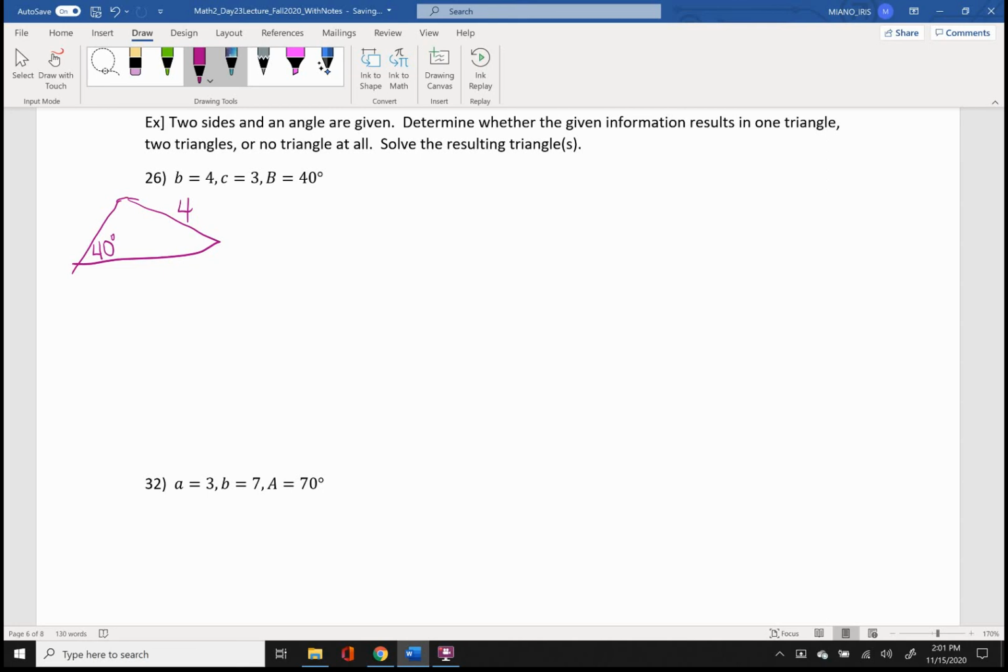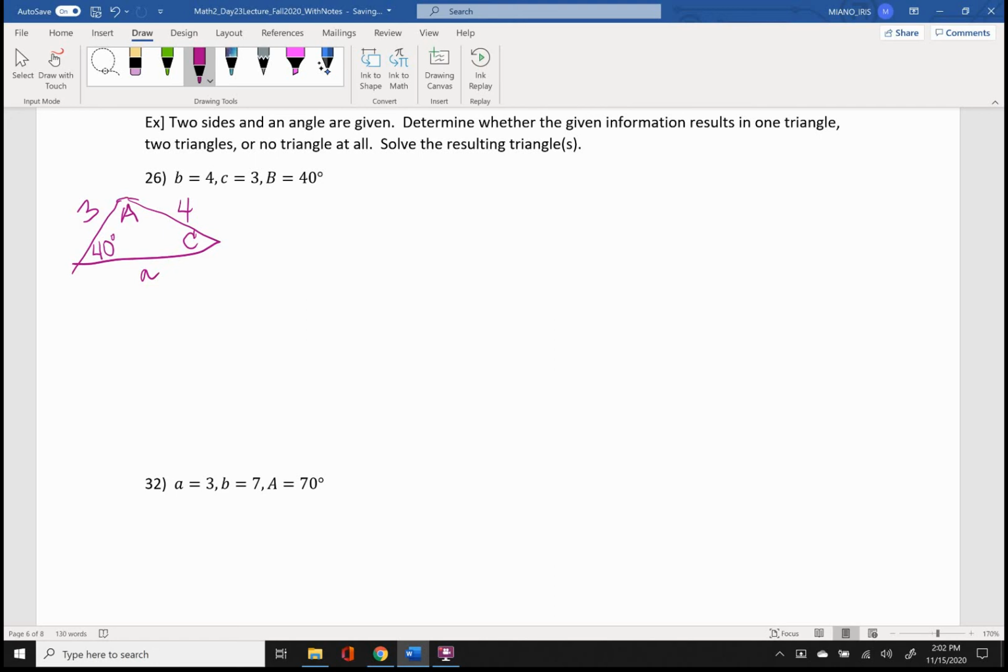After that, you could put the 3 length either here or here. It really doesn't matter at all. I'll choose to put 3 here just so that it matches my notes, which means, because this is the length of lowercase c, the angle opposite this length of 3 has to be uppercase C, and then this one has to be uppercase A by process of elimination. Therefore, this last remaining length has to be lowercase a. So that's a perfectly fine visual for this triangle that we're trying to solve, if possible.